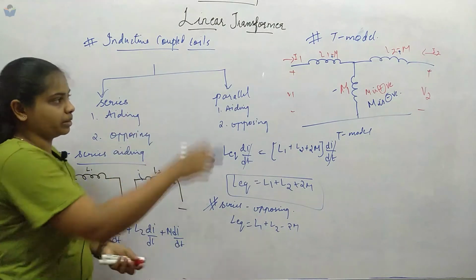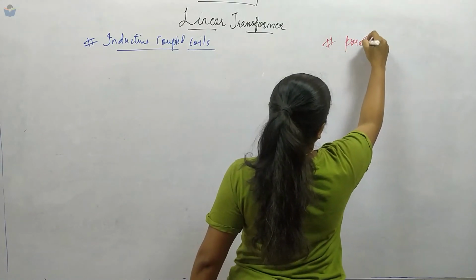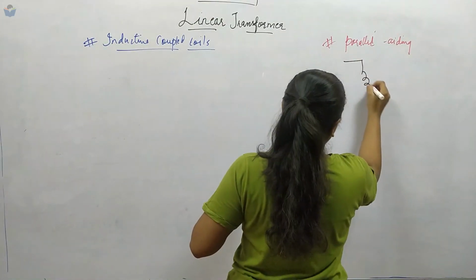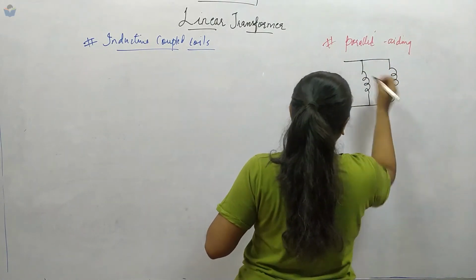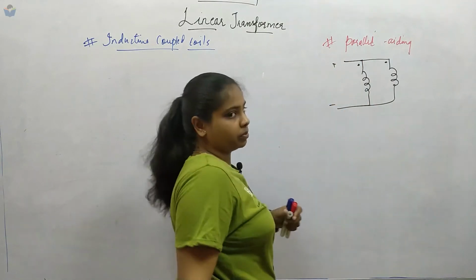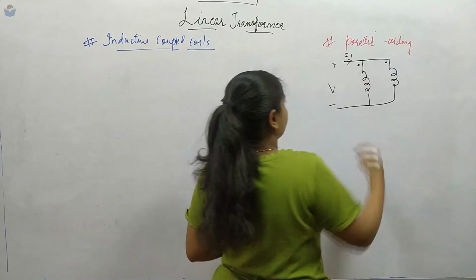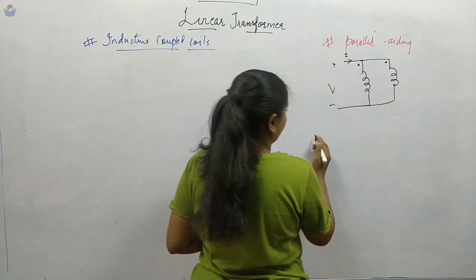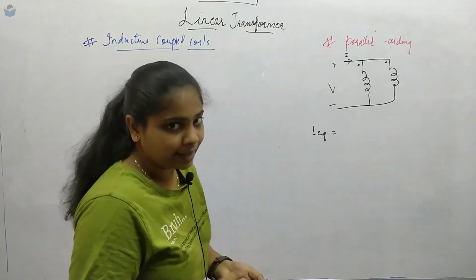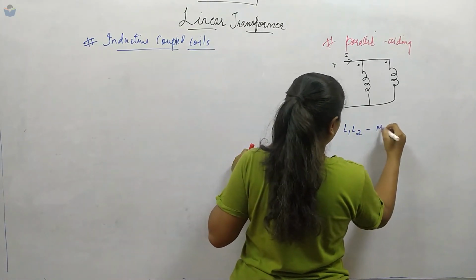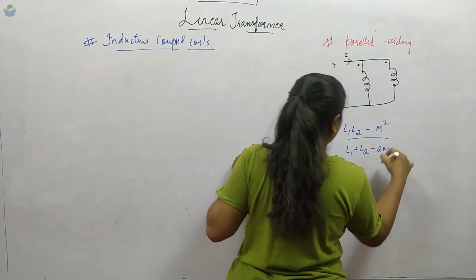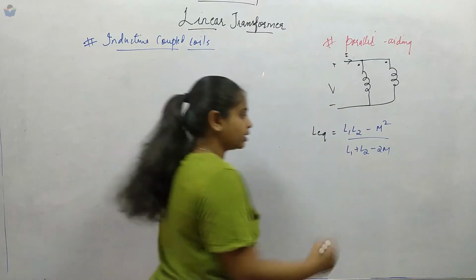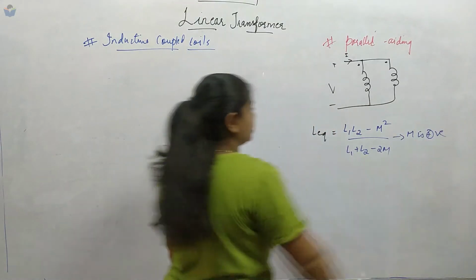Next we will see the parallel. We have parallel aiding. When it is parallel aiding, two coils will be connected in parallel, and the voltage drop will be the same in parallel, so this is V. Let us take this current as I, with some current in each branch. Since M is positive, L equivalent will be L1 L2 minus M square, divided by L1 plus L2 minus 2M. Do not get confused by this negative sign. It is only when we arrive at the derivation that we get this equation when M is positive. This is parallel aiding.